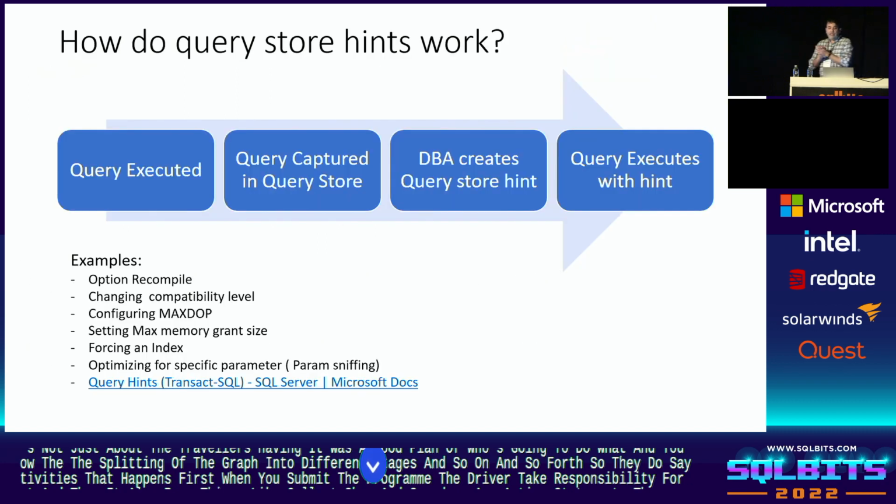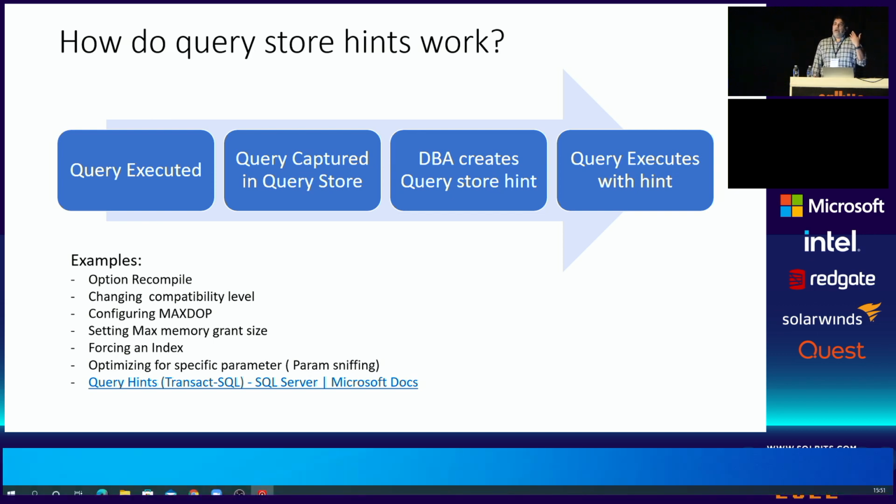So how do query store hints work? When queries are executed, they're captured and stored in the query store. Their plans are stored in query store. Their execution stats are stored in query store. When you create a query store hint, effectively that hint is applied to the query when the query executes, right?